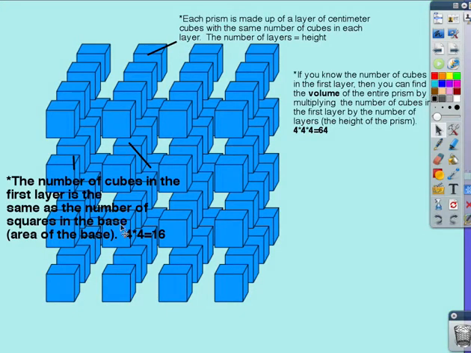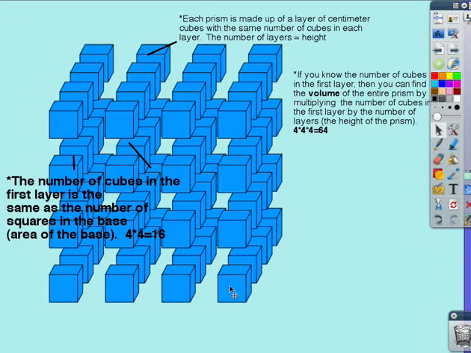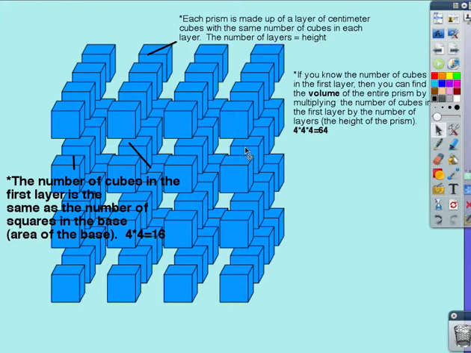All right, the number of cubes in the first layer is the same as the number of squares in the base. So if we were to take a look at this figure, the area would be 4 by 4, which is 16. And that is going to be the same thing as our base. And then as soon as you find out the base of your figure, you just have to multiply it by how tall the figure is. So if we knew that our base was 16, but we went up 1, 2, 3, 4 layers, 16 times 4 would give us our answer of the volume of this entire figure.